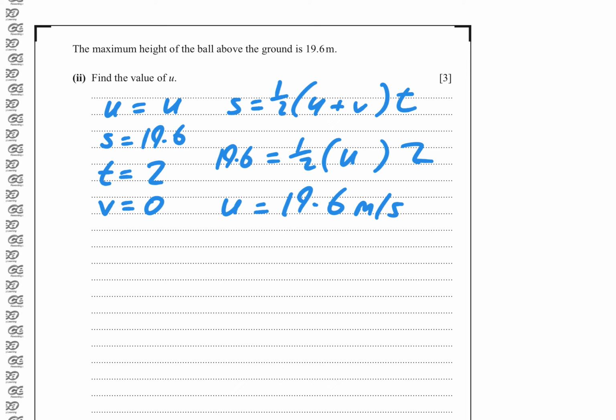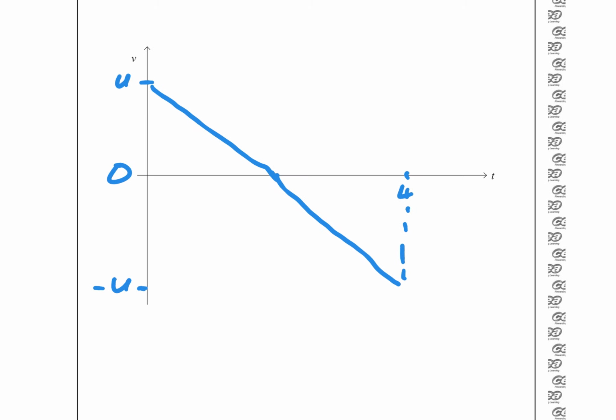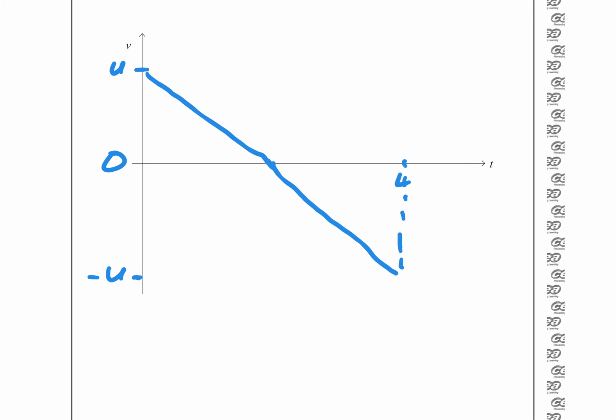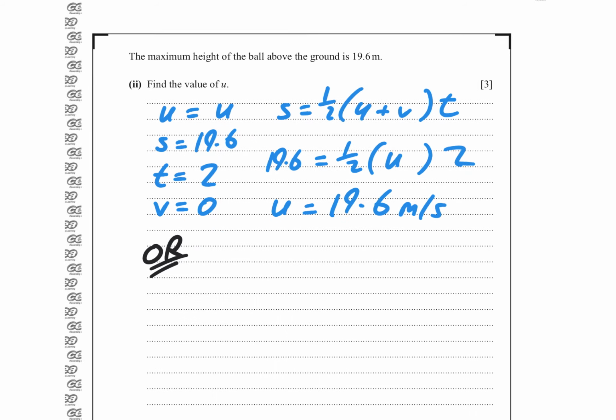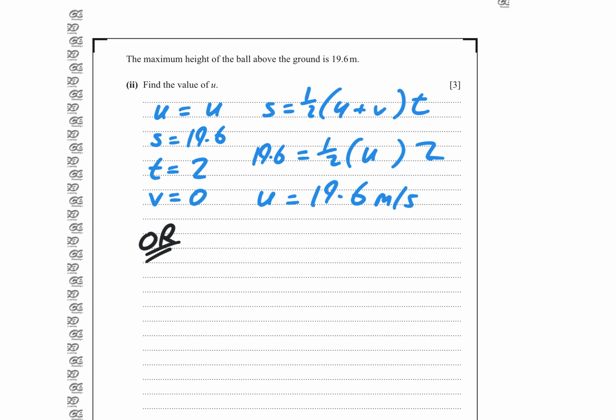Okay, we're just going to look at other methods of doing this question, because you can use loads of different methods for doing the same question. The other method we're going to look at is still using the SUVAT equations, but we're going to consider the whole motion. So my initial speed is u, my final speed is minus u, and my time is 4 seconds. And what else do we know? We know our acceleration due to gravity would be minus 9.8. So you could actually use that without using the maximum height.